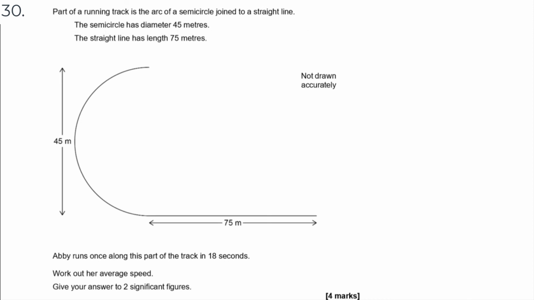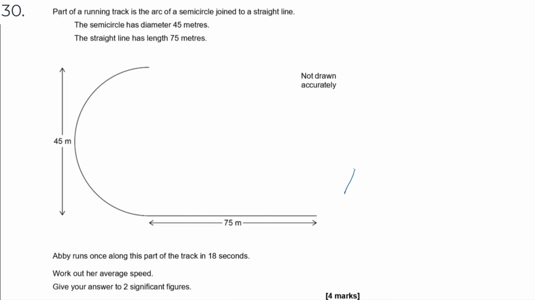Question 11. Part of a running track is the arc of a semicircle joined to a straight line. The semicircle has a diameter of 45 meters. The straight line has a length of 75 meters. Abby runs once along this part of the track in 18 seconds. Work out her average speed. Give your answer to 2 significant figures. Okay. Now, we know average speed.